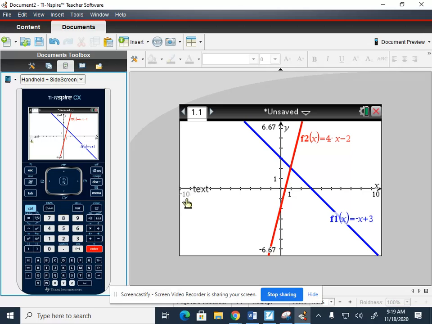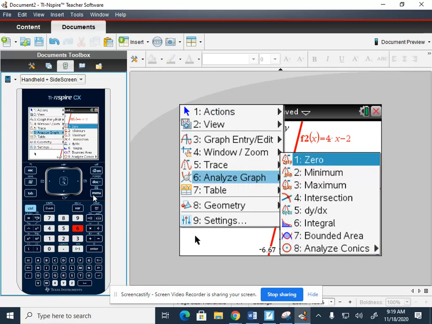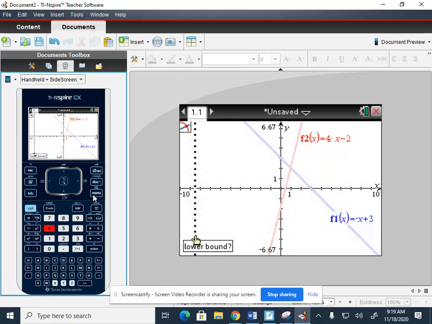That's kind of hard to do. Still got at least one, maybe a couple without a calculator out there. It's kind of hard to do this without a calculator, we're realizing. Now we press menu, number 6, and then number 4. We're going to find the intersection.